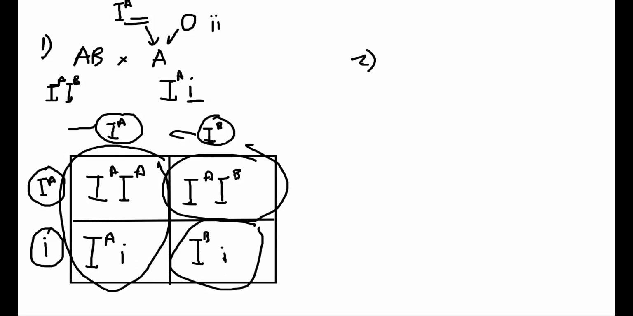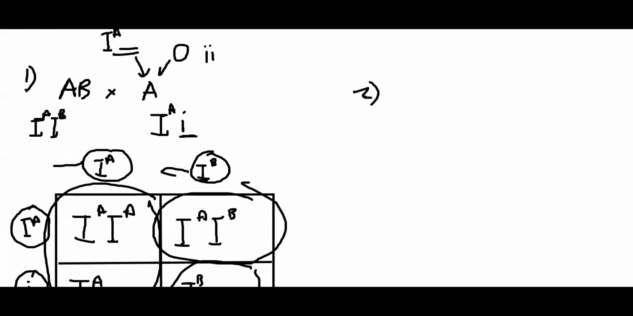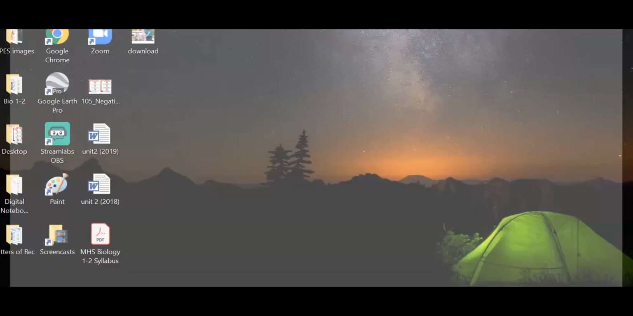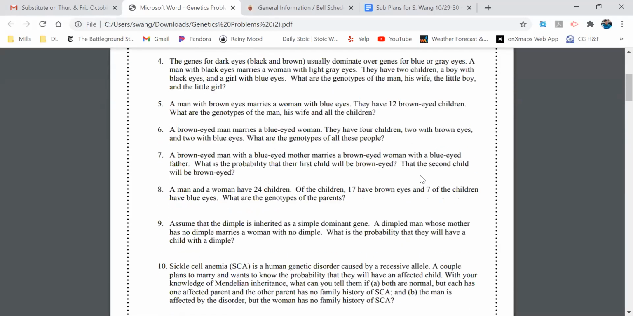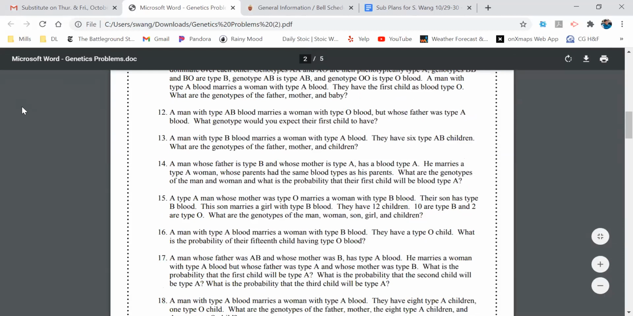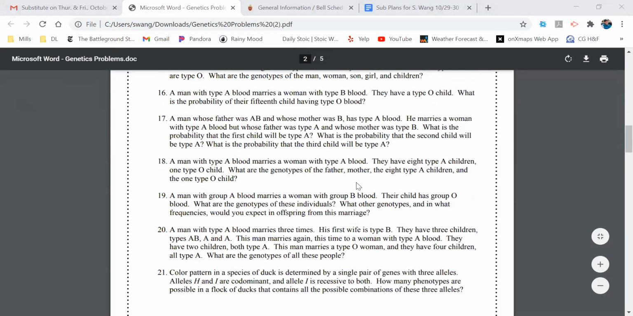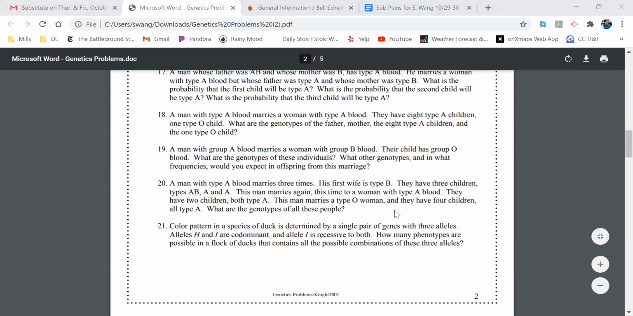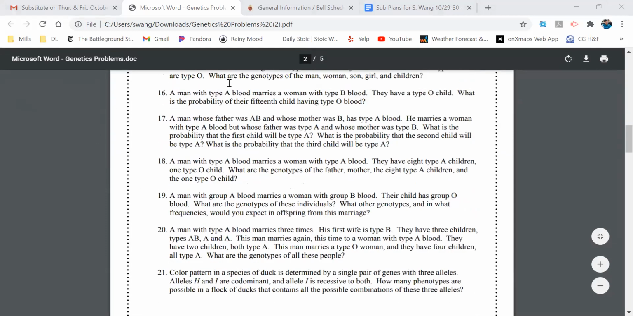Okay, let's do a second one. For this one, I'm actually going to use some of the questions from the genetics problems. I'm not officially assigning this, but if you go to page 2, let me share a screen here. Here it is. On the genetics problems that you did today or last night, the second page is all the blood typing questions. Let's just go down and pick one of these. Let's do 18. I'm just picking this one.